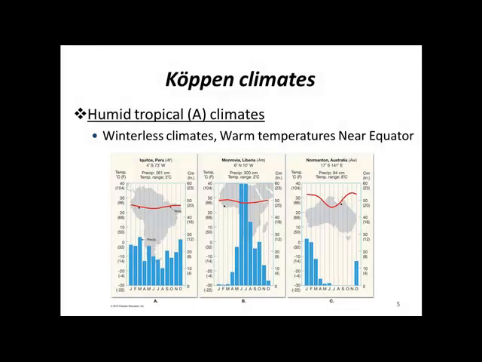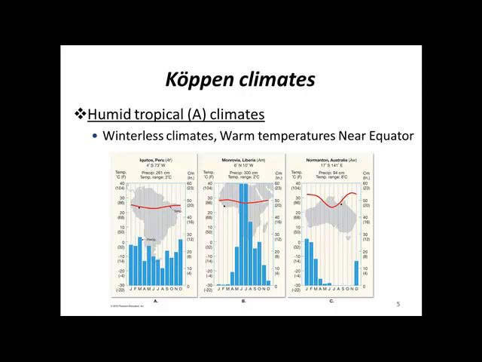The first climate system is the humid tropical system. These climates are winterless and they have warm temperatures, often occurring near the equator. You can see on the graphs below, which are called climographs, that these graphs show annual temperature and annual precipitation for every month of the year.